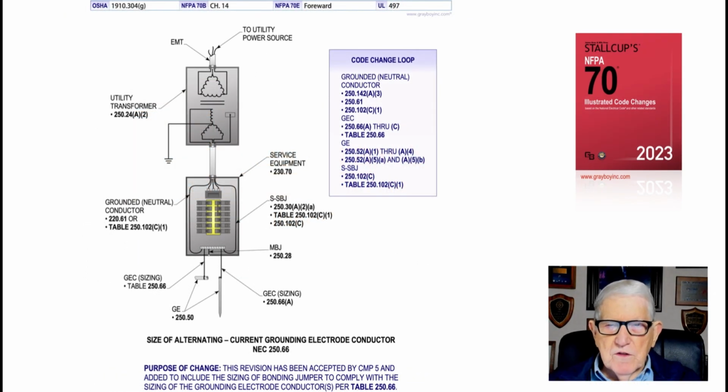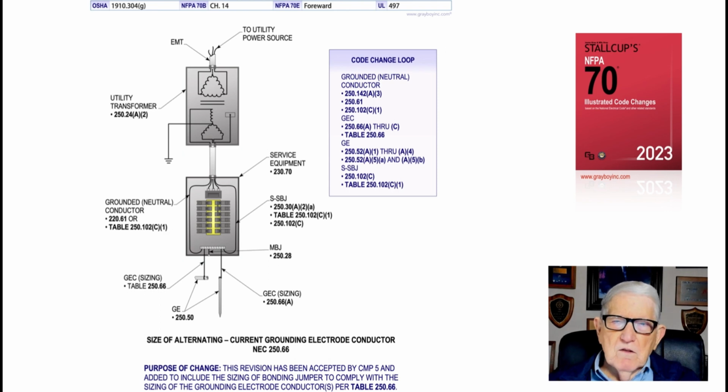Now this illustration deals with size of alternating current grounding electrode conductor in accordance with NEC 250.66, as well as Table 250.66 and Section 250.66(A) through (C). But now let's just look at the purpose of change, and it was just a revision to let you know that the bonding jumper, if it's a conductor, would be the same size as the grounding electrode conductor, now, when it's sized. So let's look at that.